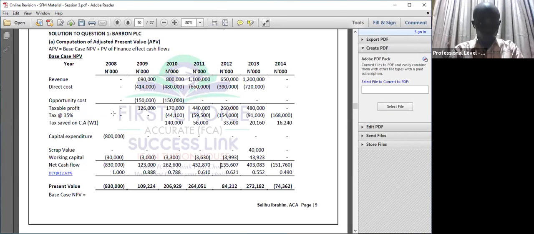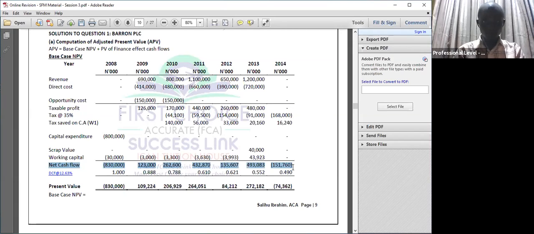Now, when you sum all this, we have our net cash flow. This is our net cash flow. Let us confirm it to be sure that there is no issue in the cash flow. This is 830,000. There's no problem with that. 126,000 minus 3,000 is 123. That's correct. Then 170 minus 44.1 plus 140 minus 3.3 is 262.6. That's correct.